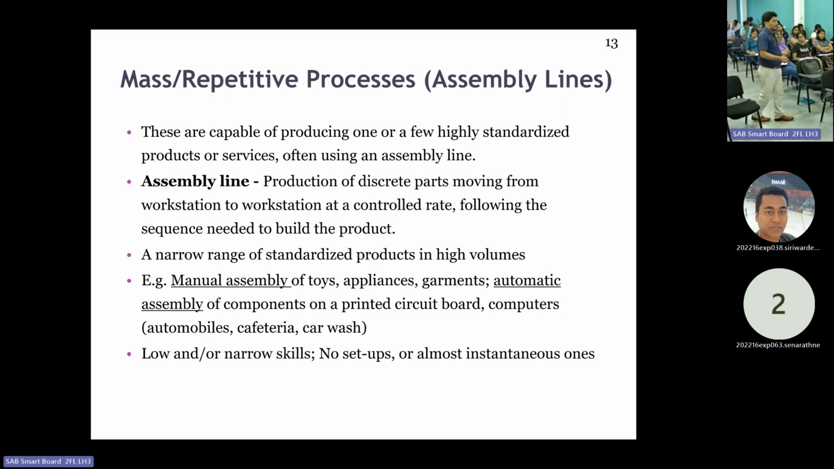There are two types of assembling. One is manual assembly, and the other one is automatic assembly. Manual assembly: people, workers are used. The production process is arranged as an assembly line. Have you seen it? No. Can you imagine it? The production process is arranged as an assembly line, but who is working? People. Workers.